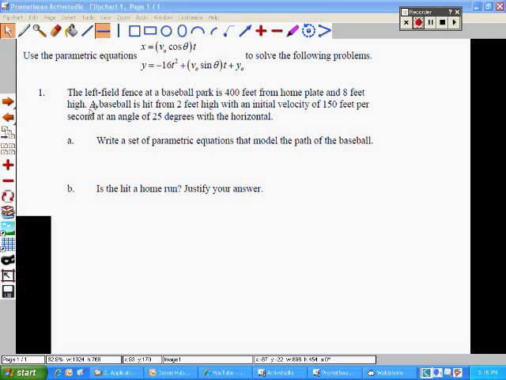If you look at this problem, the first sentence says the left field fence at a baseball park is 400 feet from home plate and 8 feet high. This first sentence is only going to help us answer part B. To answer part A, we just need the second sentence. So I'm going to highlight that.